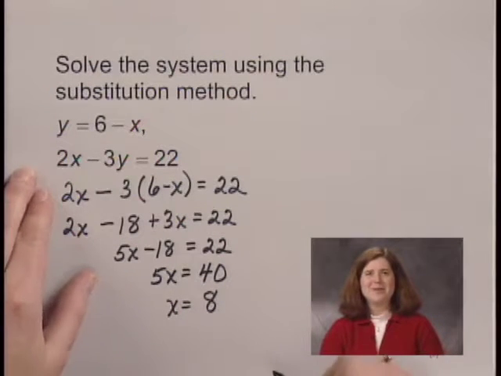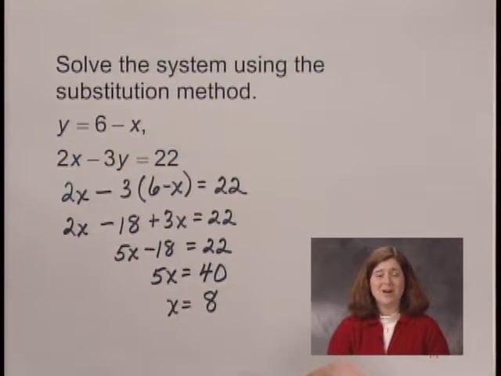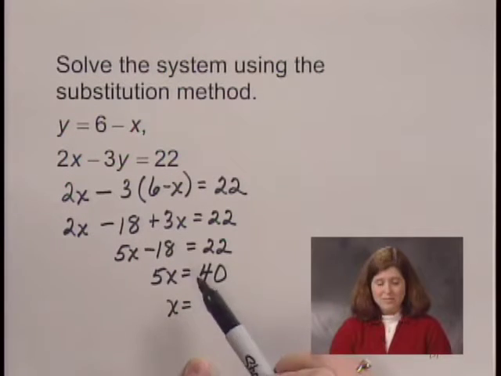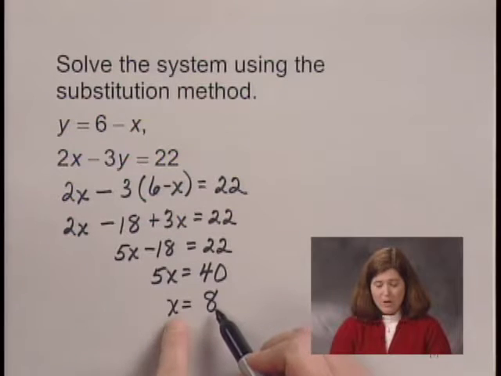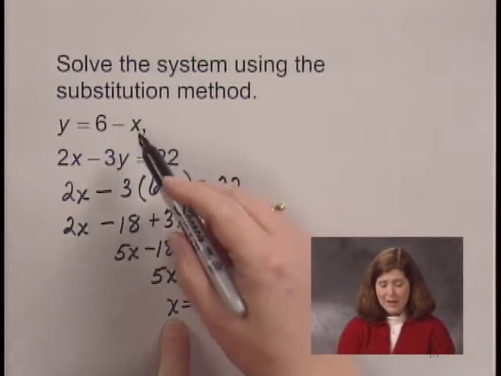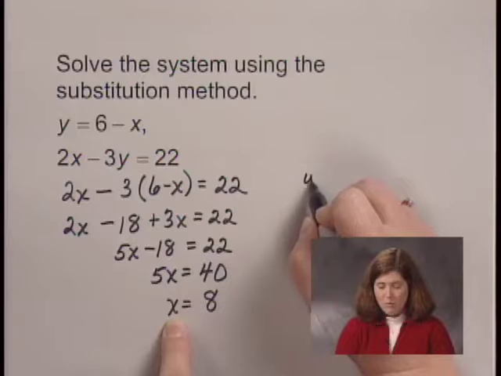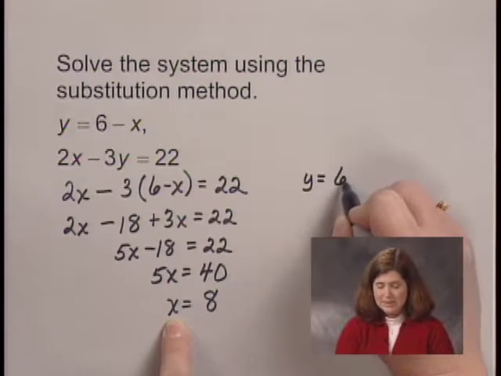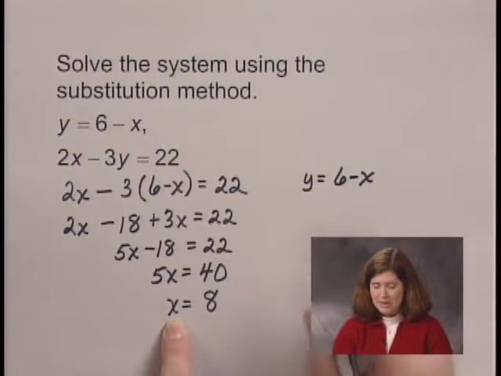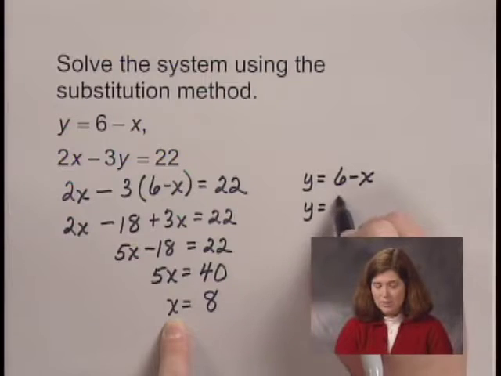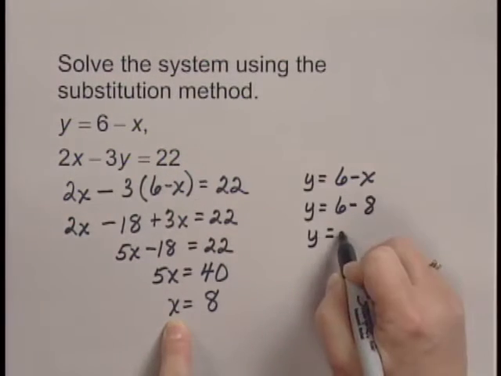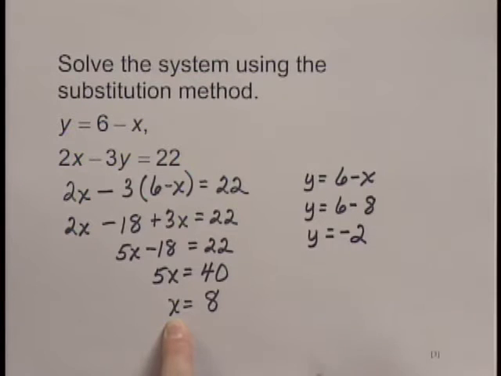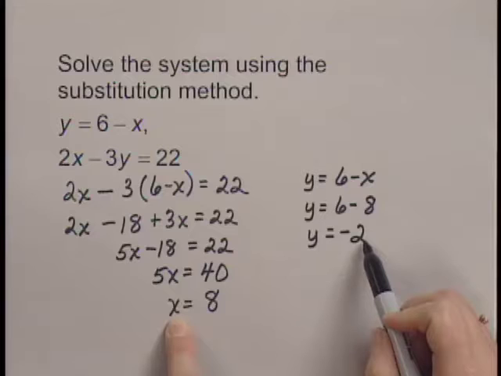Now, don't stop here. It's tempting to stop here because we found something for x. But to solve the system, we need to have x and y. We need an ordered pair. So now that I know x is 8, and I know from here that y equals 6 minus x, I know that y has to equal 6 minus 8, or y has to equal negative 2. So now I have an ordered pair, 8, negative 2.